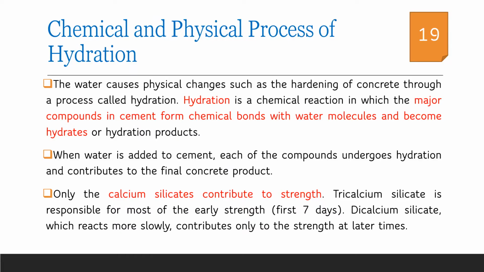When water is added to cement, major compounds in cement form chemical bonds with water molecules and become hydrates. This procedure is known as hydration of cement. Only calcium silicates contribute to strength. Tricalcium silicate is responsible for early age strength and dicalcium silicate is responsible for strength at later ages.